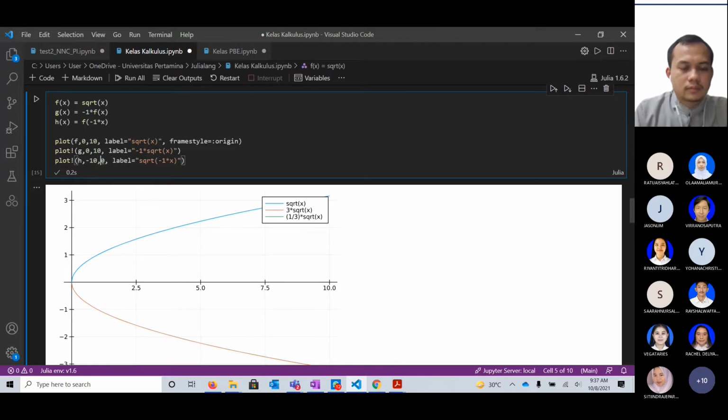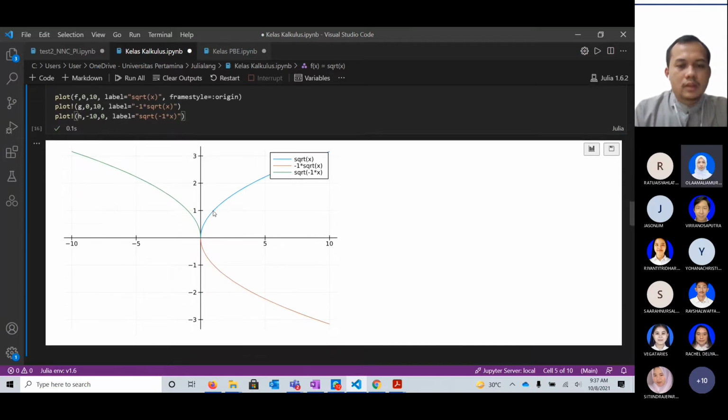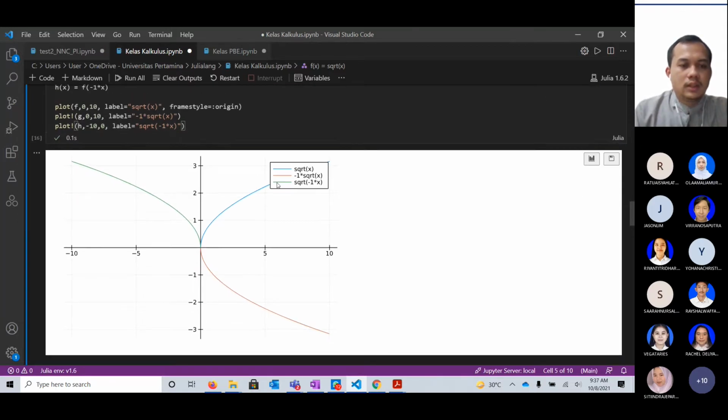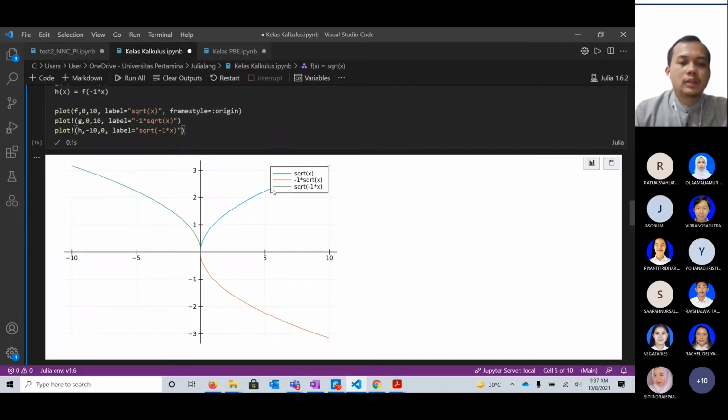Now, in this case, we see that, okay, first we have square root of x, the blue graph. If we multiply square root of x by -1, it is reflected by the x-axis, meaning that we will get the red one. The shape of the red one is exactly the same as the blue one. It's just that we reflect it across the x-axis.